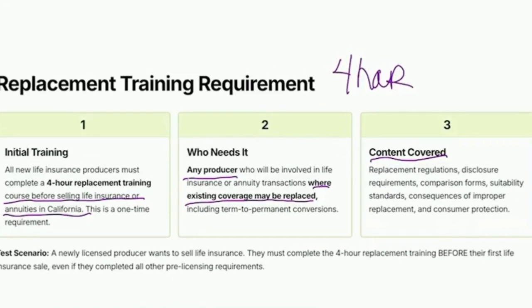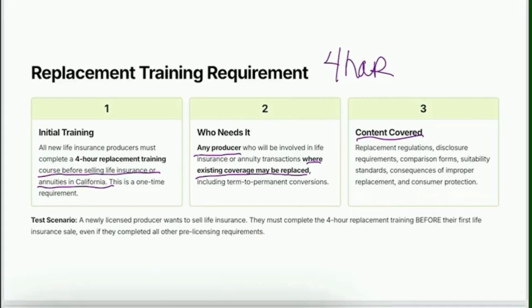Again, a lot of times the company that you're working for is going to help lock these in for you, set these up for you. If not, again, you can find all of this on the Department of Insurance website. Test scenario. A newly licensed producer wants to sell life insurance. They must complete a 4-hour replacement training before their first life insurance sale, even if they completed all other pre-licensing requirements. Okay.